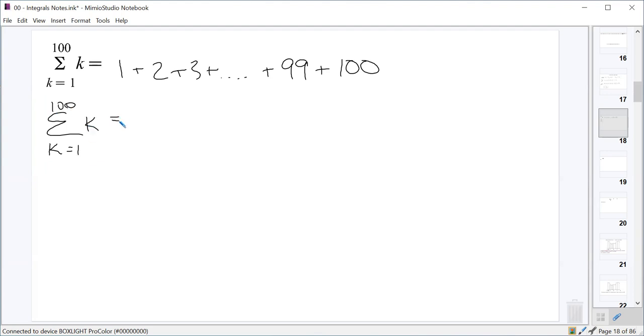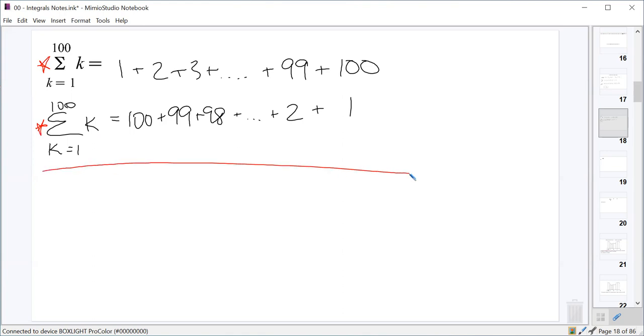But this time, instead of writing it in the order I've written it up there, I'm going to write it backwards, which is fine because addition is commutative. It can be done in any order. So I'm going to add 100 plus 99 plus 98 all the way down to 2 and then 1. This allows me to take this true statement at the top and this true statement right here and just add them together. If I have a sum from k equals 1 to 100 of k, and I add it to another sum from k equals 1 to 100 of k, I should have 2 sums from k equals 1 to 100 of k.